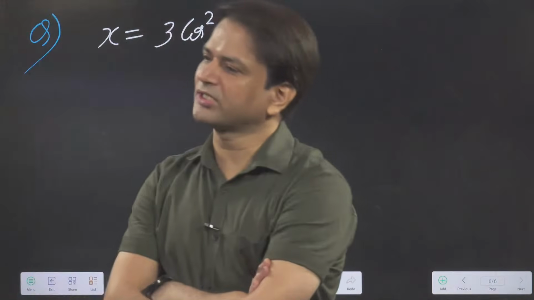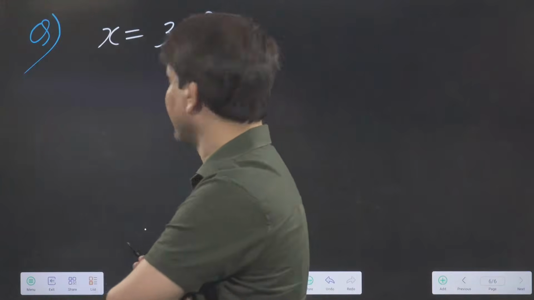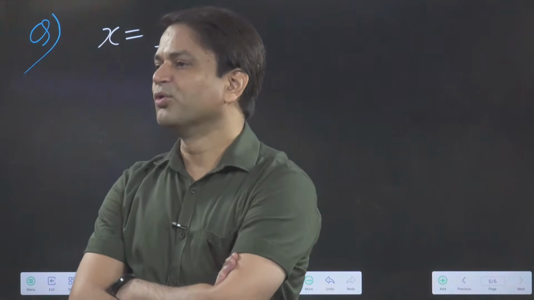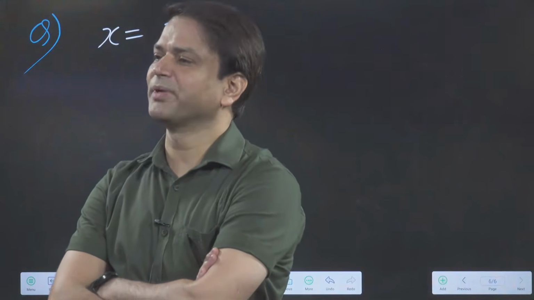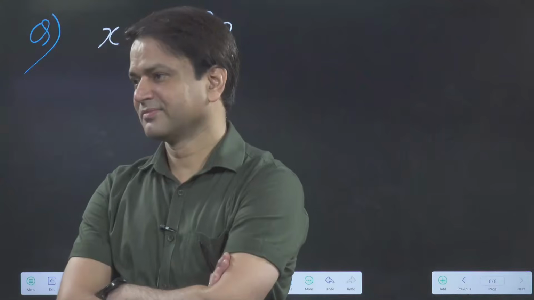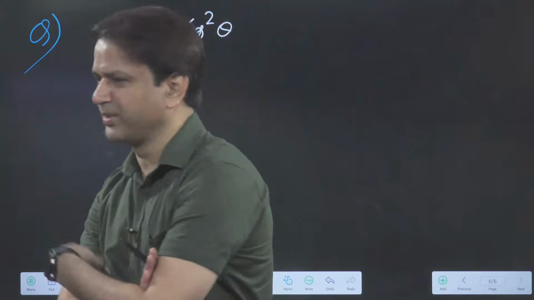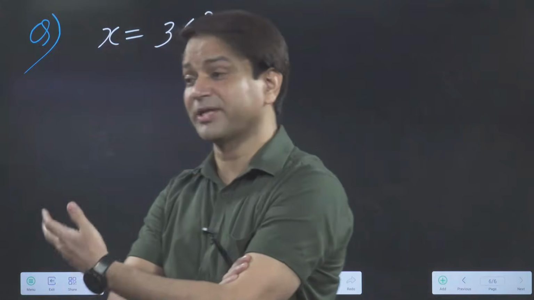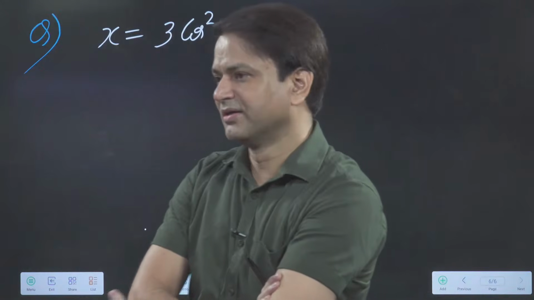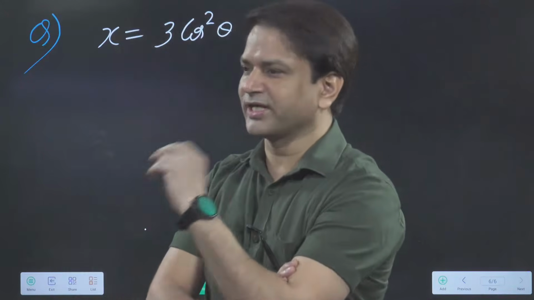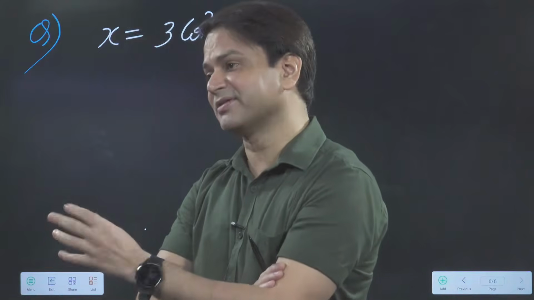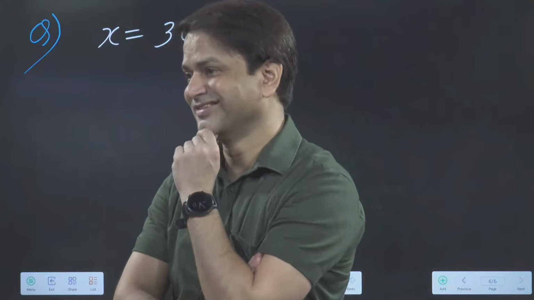Suppose I am asking what is the minimum value of x? Who is saying 3? Sorry, what is the maximum value? I asked minimum, you are saying 3. So if I am asking what is the maximum value of x, for maximum value also you will say 3. So minimum is 3, maximum is 3, means it will always be 3.